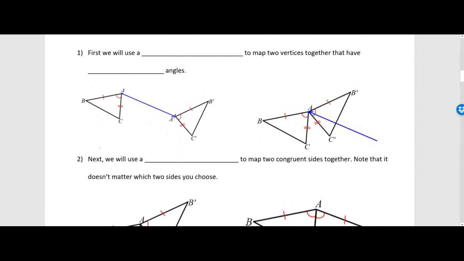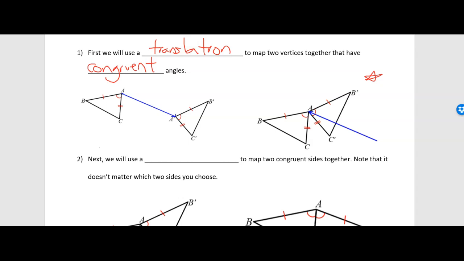Okay, the first thing we're going to use is a translation. And we're going to map the two vertices together that are the congruent angles. So we're going to map A onto A prime, because those are the two angles that are congruent. Once we do that, we can see that we get this image over here, right? So we haven't rotated, we haven't reflected. All we've done is shift the left triangle down to the right triangle.